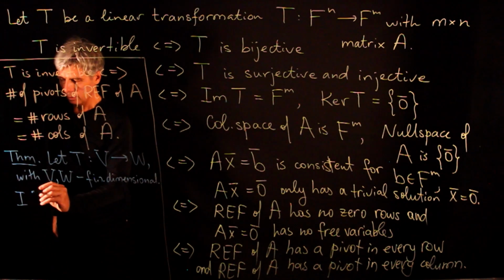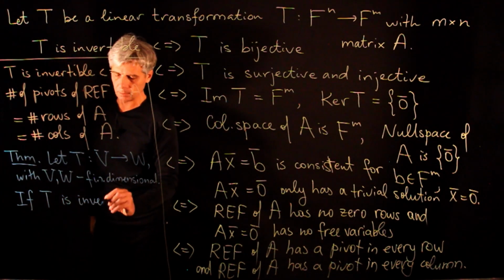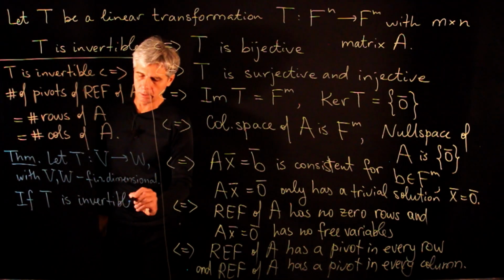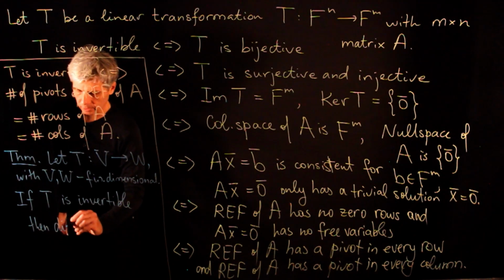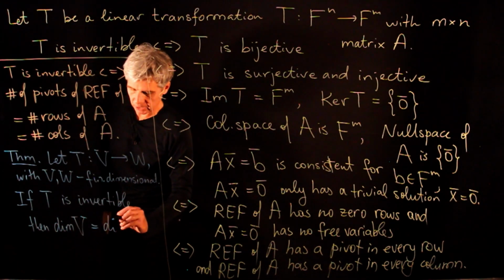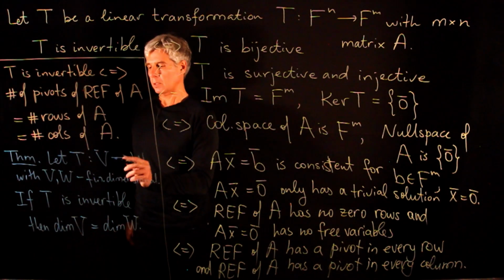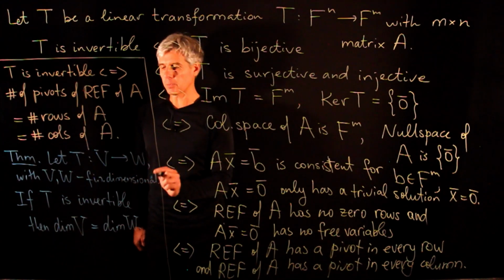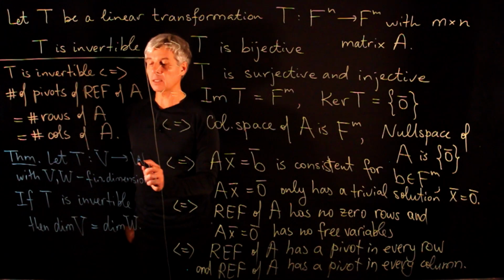If T is invertible, then dimension of V must be equal to dimension of W. So here, when we have finite dimensional vector spaces, we can choose bases in V and in W.